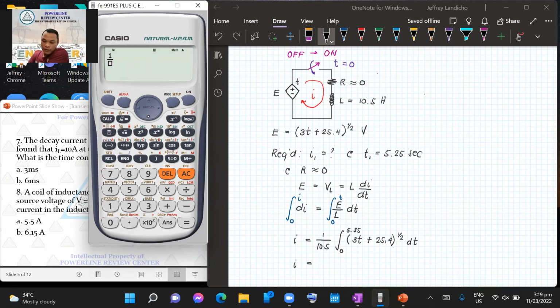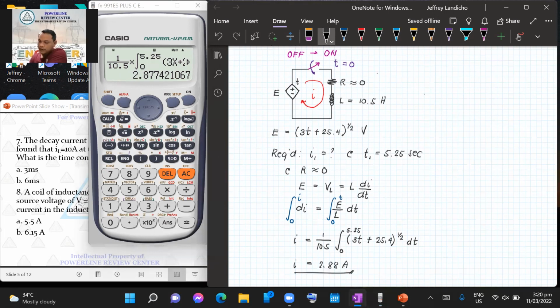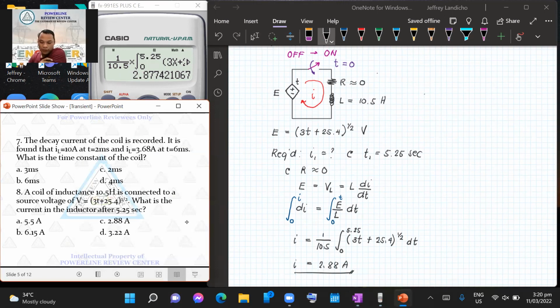So 1 over 10.5 na inductance times the integral of 3t plus 25.4 raised to 0.5. Ano limit? From 0 up to 5.25. Ano lumabas? So the current would be 2.88 ampere. So that should be the answer. Meron ba? 2.88, ayun. Anong letter? This should be the answer choice.